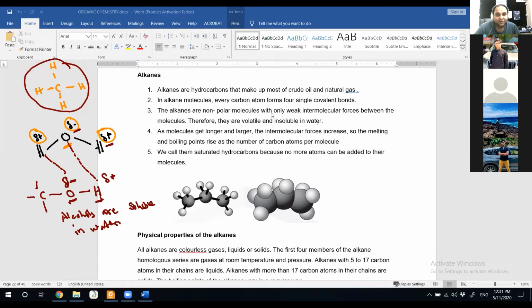So alkanes are non-polar molecules with only weak intermolecular forces between the molecules. So next thing is they have weak intermolecular forces. So will they have a high melting and boiling point or a low melting and boiling point?